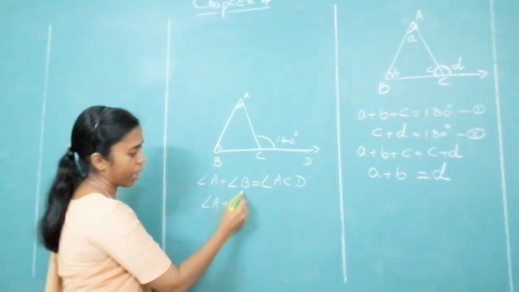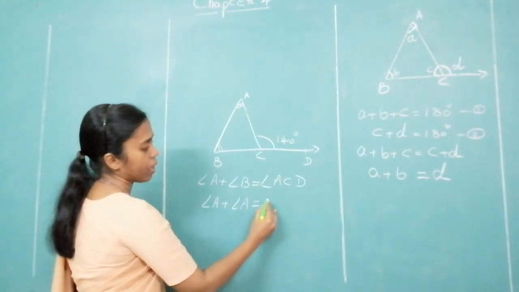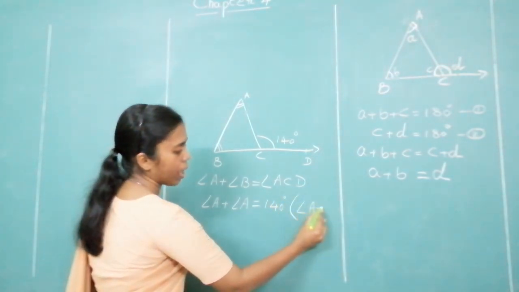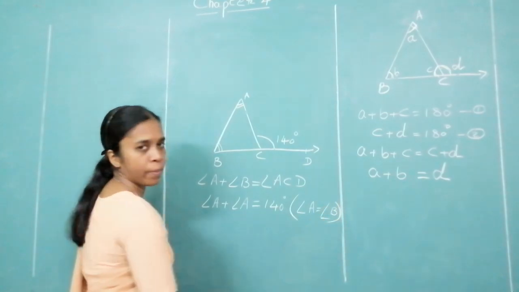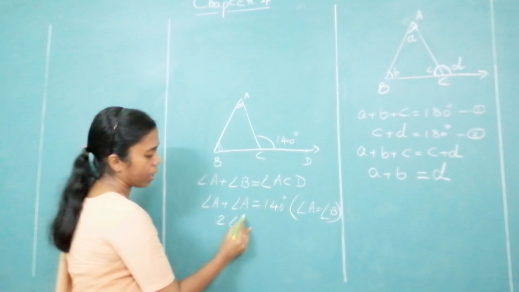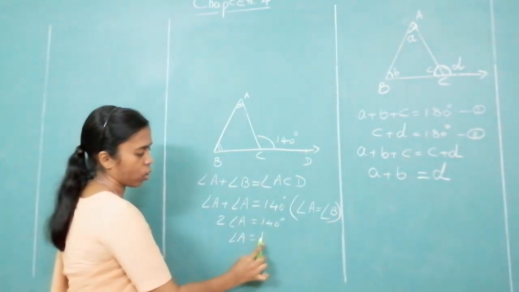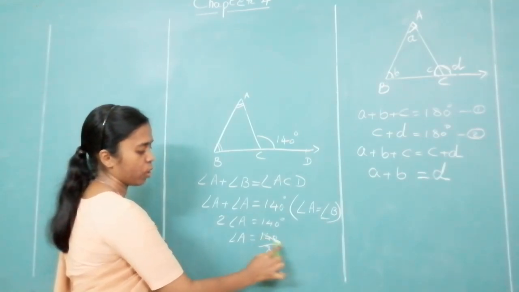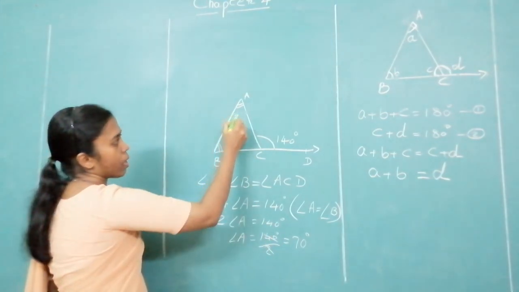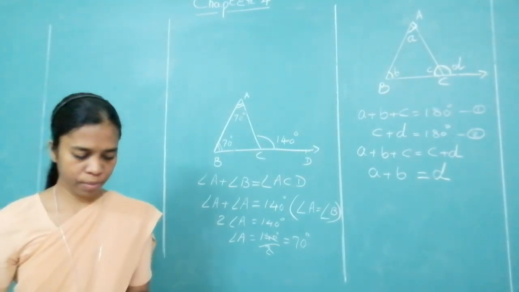So I can write this angle B as angle A, that is equal to, how much is the angle ACD? ACD is 140 degrees. Here in the bracket you write angle A is equal to angle B. Since B is the same as A, I have replaced it. So 2 times angle A gives you 140 degrees. Therefore, angle A is equal to 140 upon 2. How much do you get? 70 degrees. Angle A is 70 degrees. Therefore, angle B also is equal to 70 degrees.